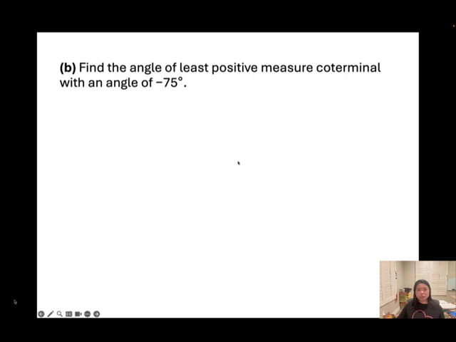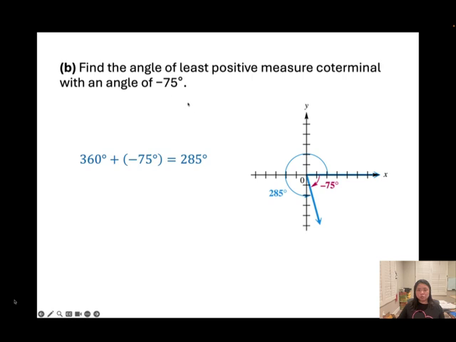Okay, B. Find the angle of least positive measure coterminal with an angle of negative 75 degrees. So this time, if I subtract 360, I still get a negative, right? I want the least positive measure. So you're going to use theta plus 360. That will be 285. So negative 75 and 285, they are coterminal angles.